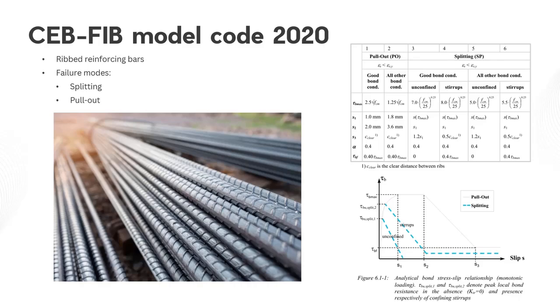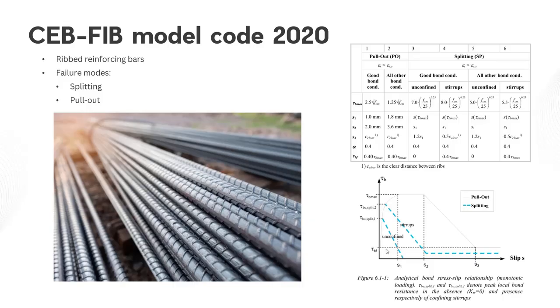There are some governing parameters for the splitting failure mode. Mostly dominant are the tensile strength of the concrete, the cover thickness, and the spacing of the reinforcement rebars. Once we check the tabulated data from the CEB-FIB model code, we have a clear insight into the permitted slip and the maximal bond stress for pull-out failure and for splitting failure.